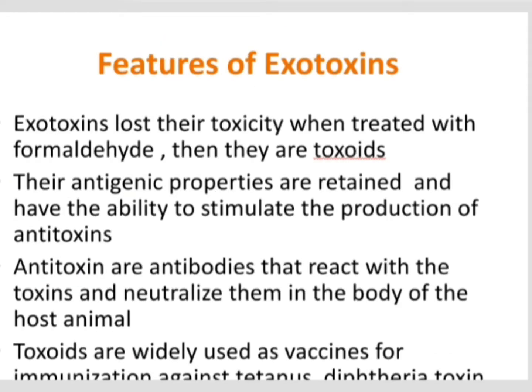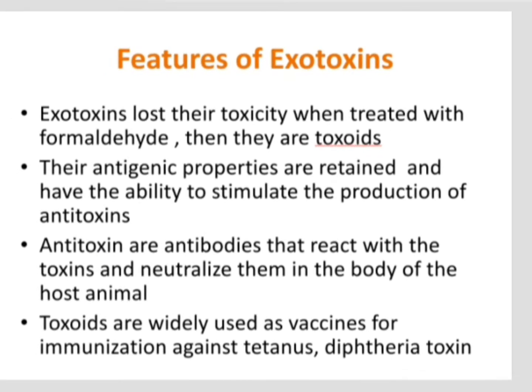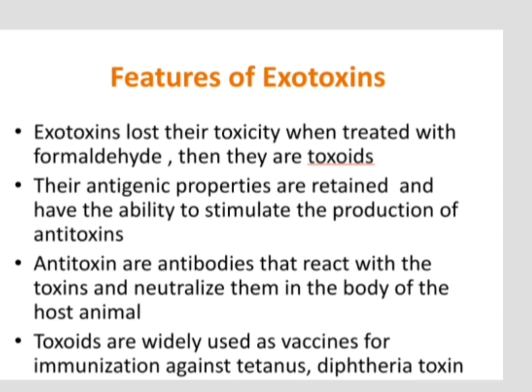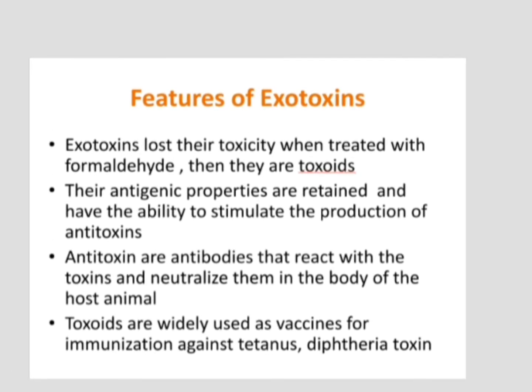Features of exotoxins. Exotoxins lose their toxicity when treated with formaldehyde, and then they are called toxoids. Their antigenic properties can be retained and have the ability to stimulate the production of antitoxins. Antitoxins are antibodies that react with the toxins and neutralize them in the body of the host. Toxoids are widely used as vaccines for immunization against tetanus, diphtheria toxin, etc.